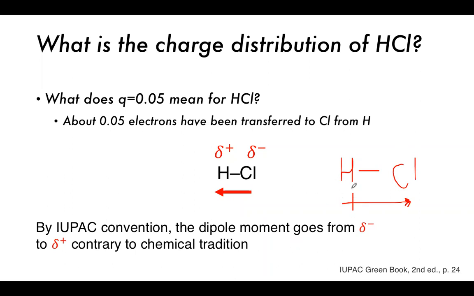So that's like a plus sign. So it's like the positive part. And then the arrow points towards the negative part. But in IUPAC definition, the dipole moment goes in the opposite direction, which is also more standard in physics.